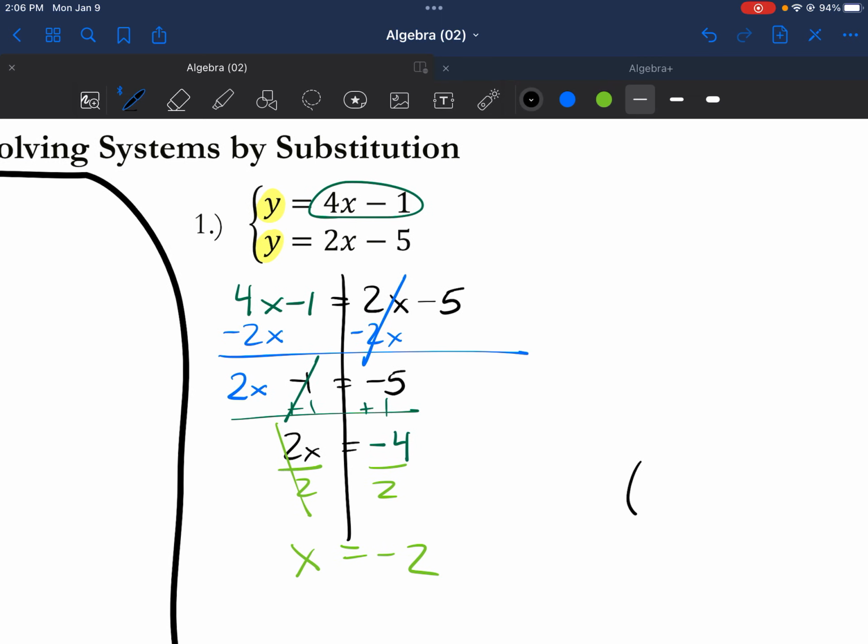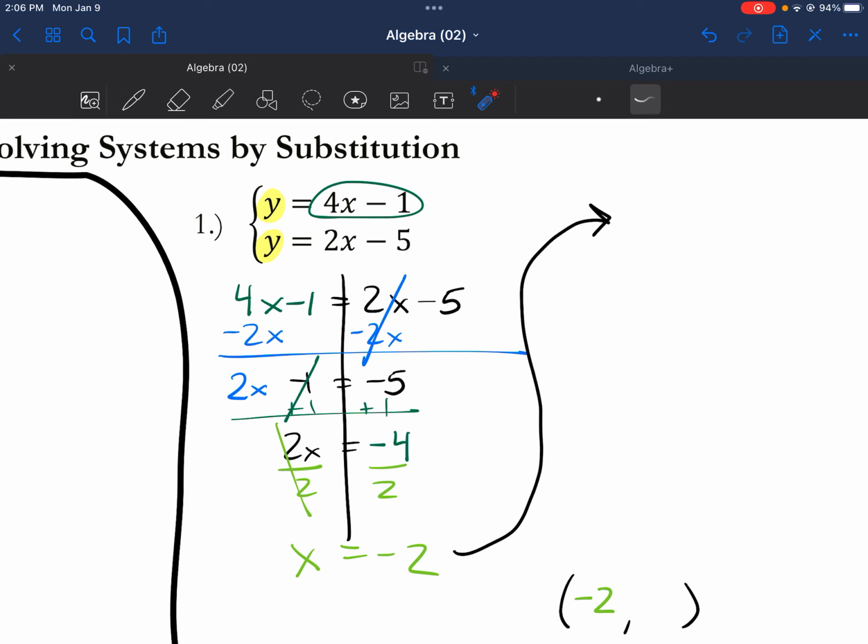Just like in graphing where the lines intersect, right, unless it was a no solution or infinitely many solutions, you're looking for a coordinate point. I just found my x part of my coordinate point. That's the first part of substitution. But I now have to substitute again to figure out what my y is. I can choose the first equation or the second equation. It does not matter. I'm just going to choose the first one because it's easier.